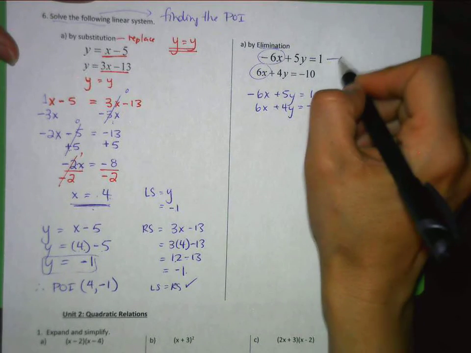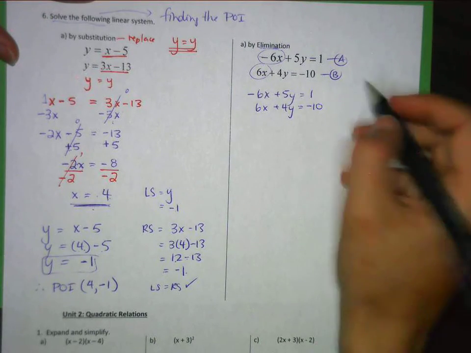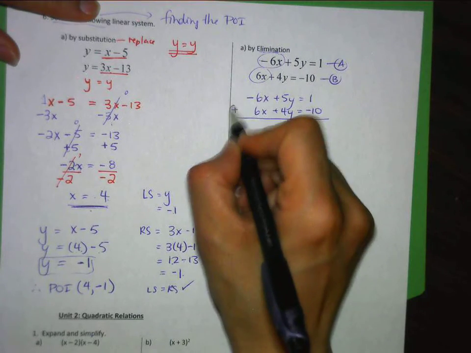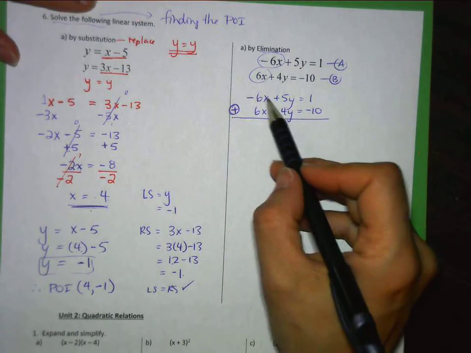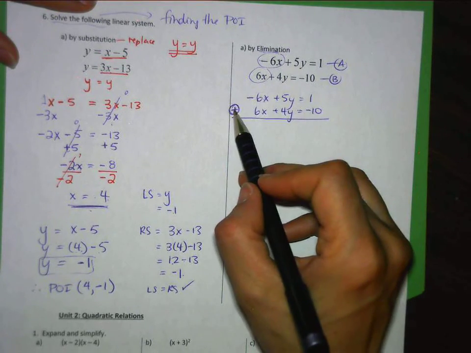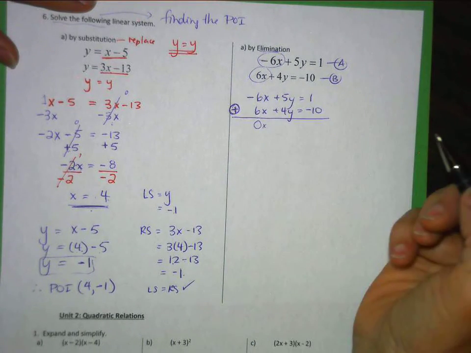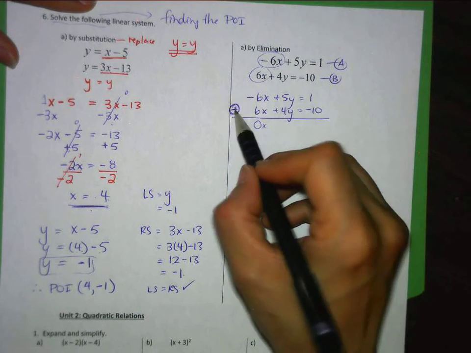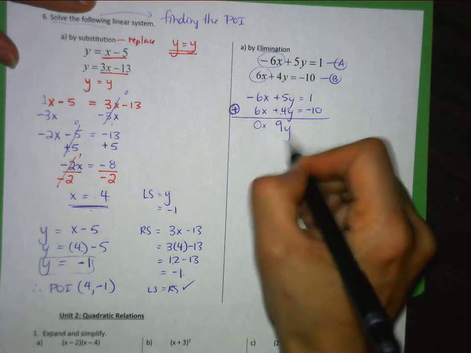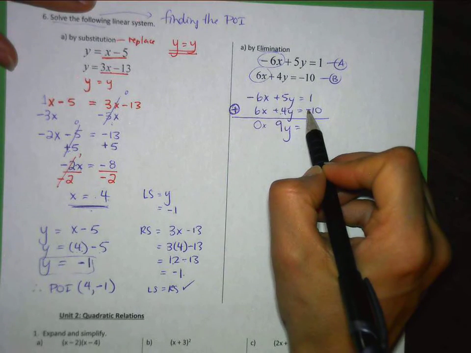So if I call this A and I call this B, what I want to do here is add A plus B. So I'm going to draw a line across, and I want to add these two things. So I'm going to come over here to this sign because I want to add them. So negative 6x plus 6x actually gives me 0x. Over here I'm going to go 5y plus 4y. Well, 5 plus 4 is 9, and that has a y term. Now this is 1 plus negative 10.